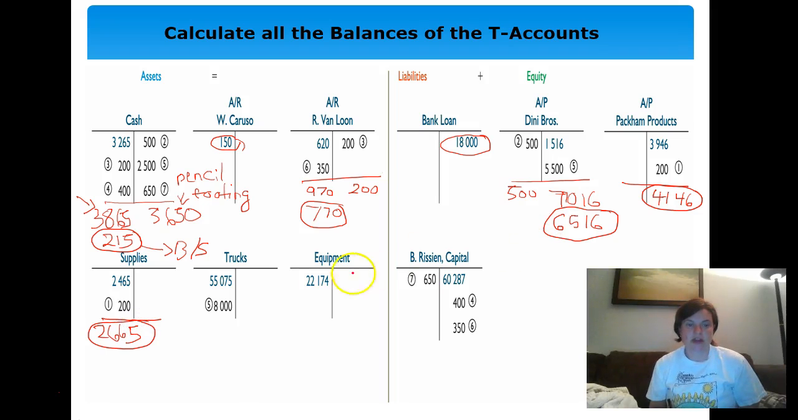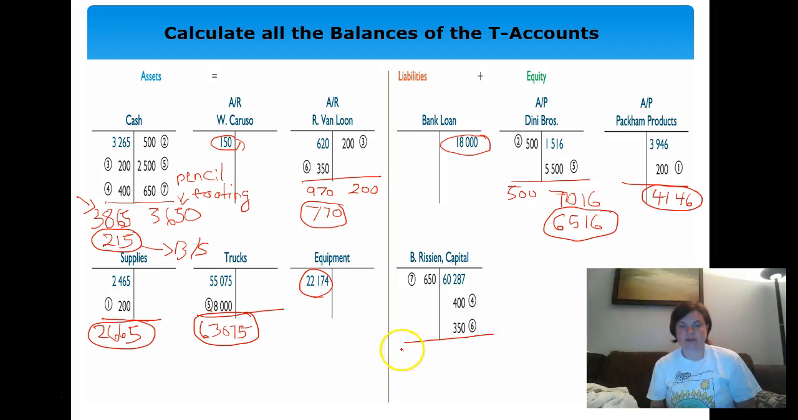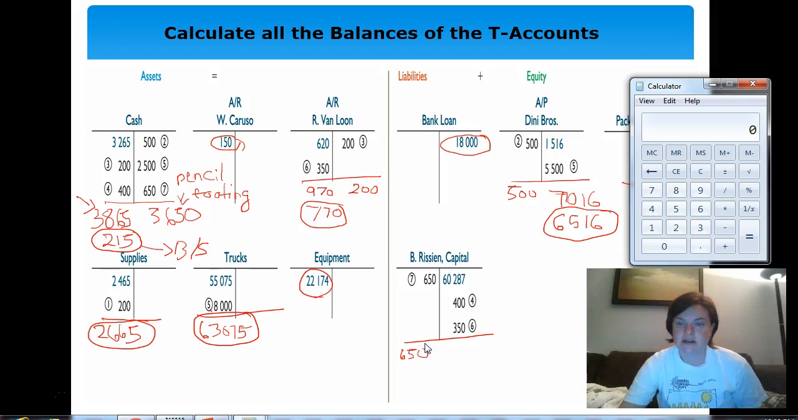That's a final total. We have our trucks, and we purchased an $8,000 truck, so this is going to be $63,075 when we add those two numbers together. We circle that. Equipment stays the same. It has a debit entry of that. And then our capital, and we'll add up our capital. So on the debit side, we have $650. And on the credit side, we have $60,287 plus 400 plus 350.